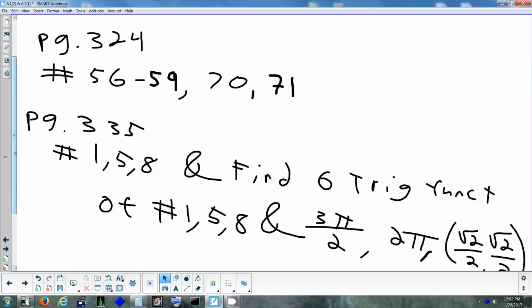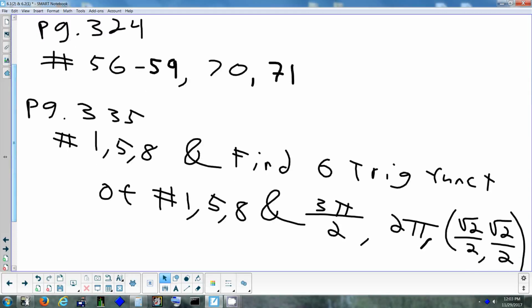Okay, so the homework on 324, that's the end of the first part we did. 56 to 59, 70 and 71. And then on page 335, there's only 3 problems in the book, 1, 5, and 8. But I want you to do what they asked you to do in the book for 1, 5, and 8. But I also want you to do what we just did. Find the 6 trig functions of 1, 5, and 8. Find the sine, the cosine, the tangent.